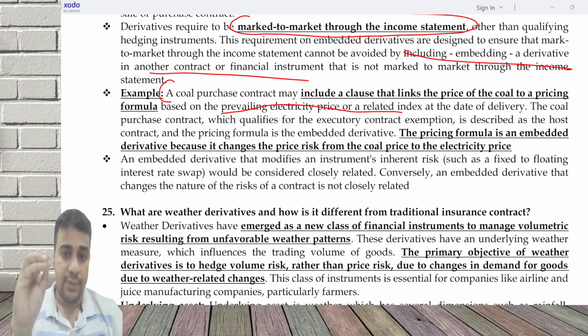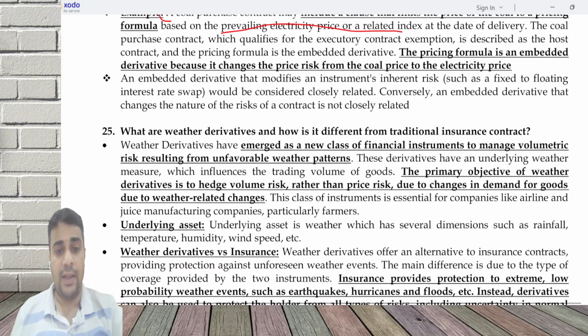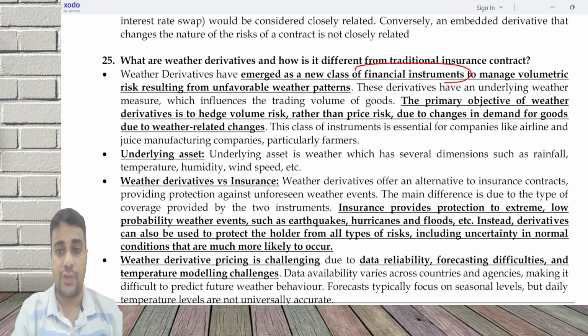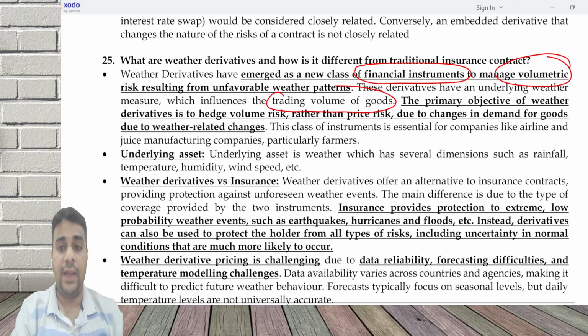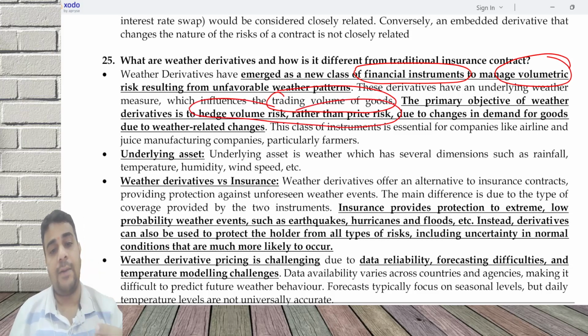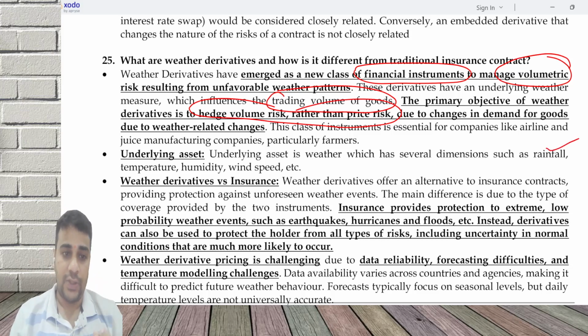So a weather derivative is a financial instrument which gives protection against the demand risk, not the price risk. Price changes we are not factoring in here. We are just focusing on the demand risk. Weather derivatives have emerged as a new class of financial instrument to manage volumetric risk from unfavorable weather patterns, which influence the trading volume of goods. They hedge the volume risk and not the price risk. Examples of users are airline companies. The underlying asset is weather, which can have multiple dimensions: rainfall, temperature, humidity, wind speed.